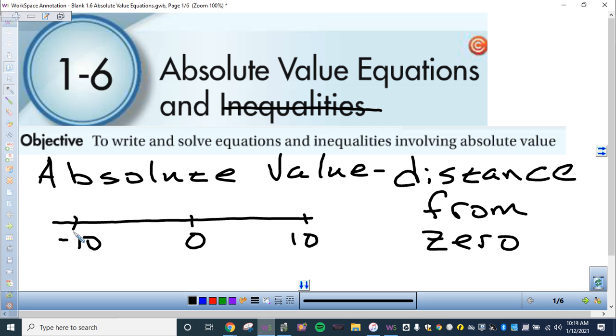How far is negative 10 away from 0? Yeah, it sure is. It's 10 away from 0. How far is positive 10 away from 0? Same thing, right? That's good. It's like a little dance move we're doing there. I like it. So 10 away from 0. So you could say distance from 0.